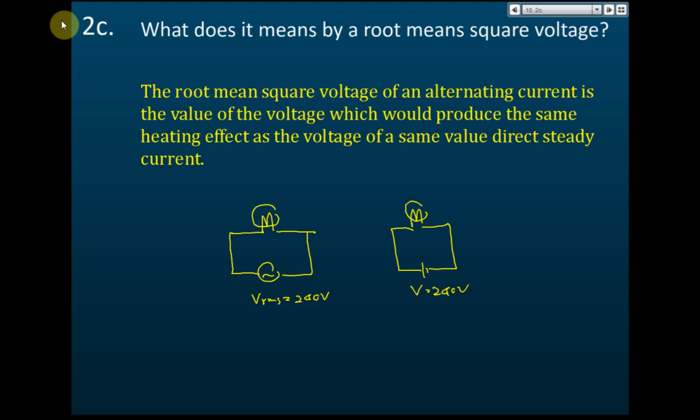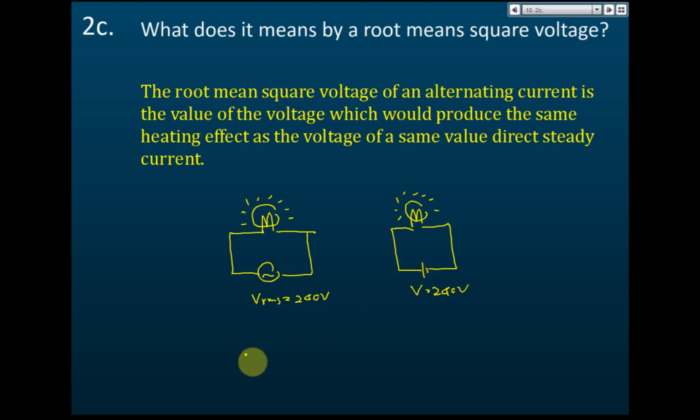Okay, so if the root mean square voltage is 240 volts, then the heating effect will be the same as the direct current that has 240 volts. So therefore, these two bulbs will produce the same brightness.